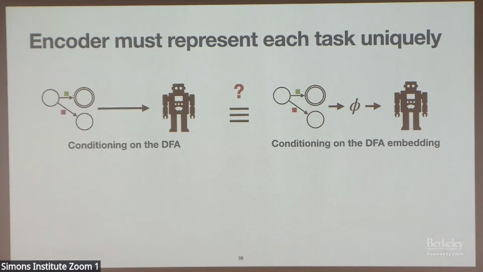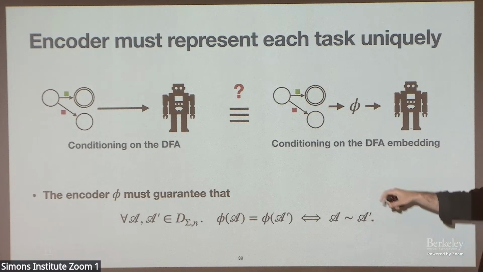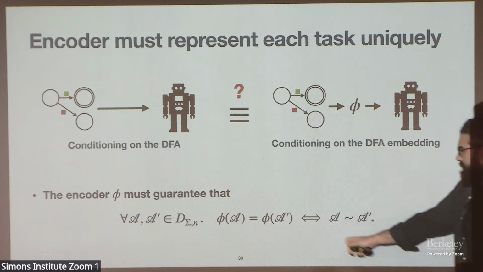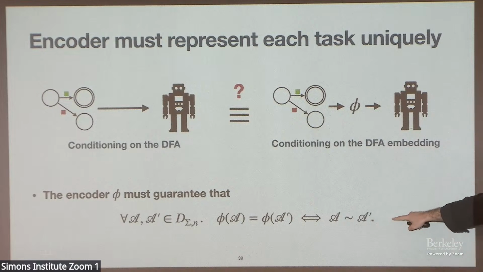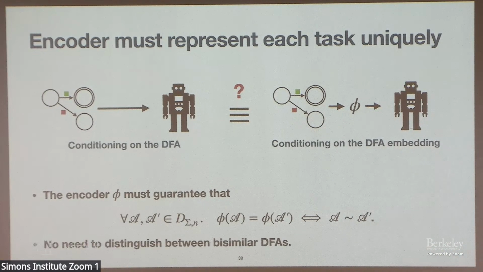So what this means is the encoder must represent each task uniquely. The encoder phi must guarantee that a DFA pair, A and A prime from the space, have the same representation if and only if they are bisimilar DFAs. Why? Because bisimilar DFAs represent the same task. They are just different structures for the same task. So we don't need to distinguish between bisimilar DFAs. Okay, so this is the intuition.